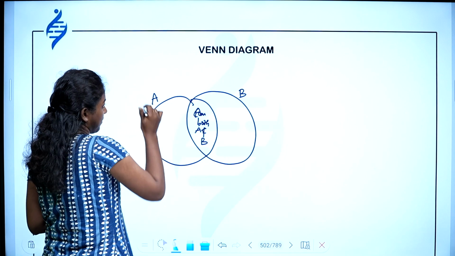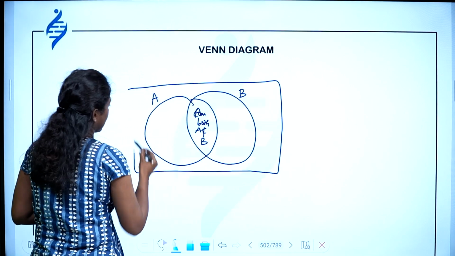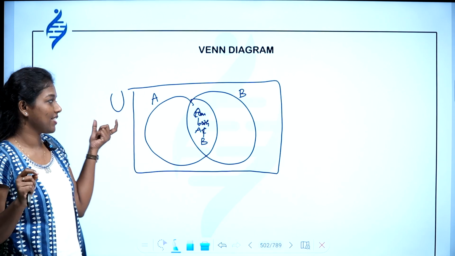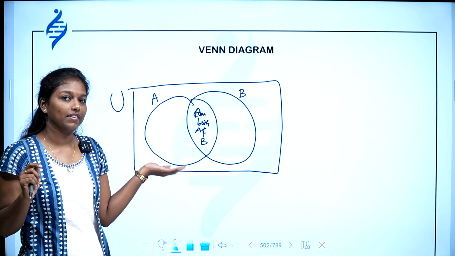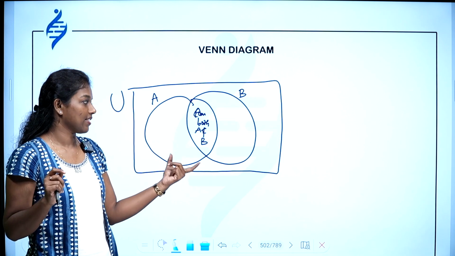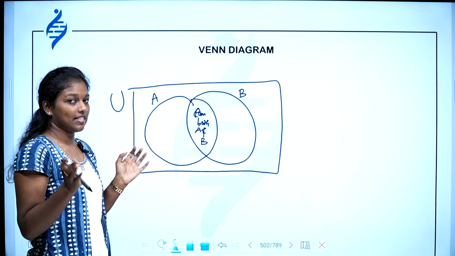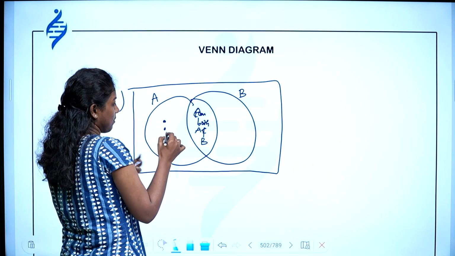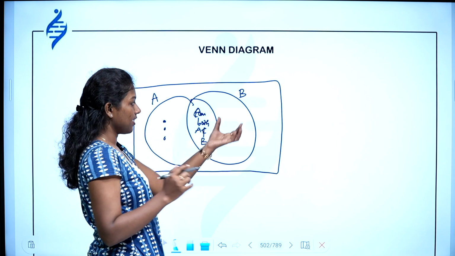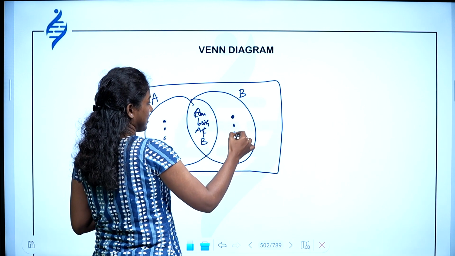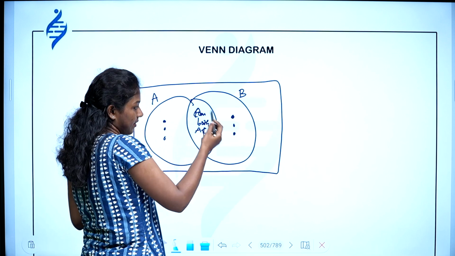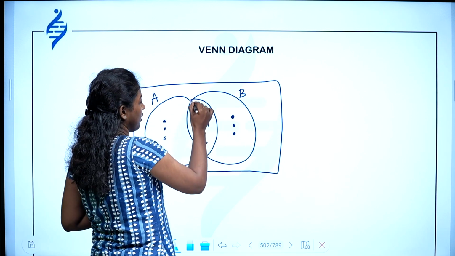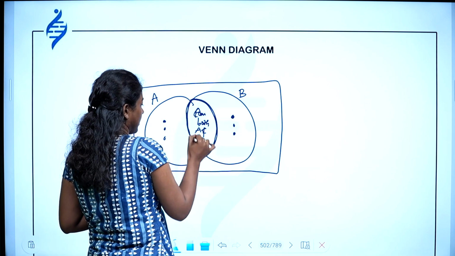Okay, and we will be drawing our universal set like this. The square or rectangle represents our universal set, and inside that we will be drawing our sets like this. We can mark those elements which are exclusively in A, only there in A, and the elements which are in B are labeled here, and the elements common to A and B will be marked in this space.